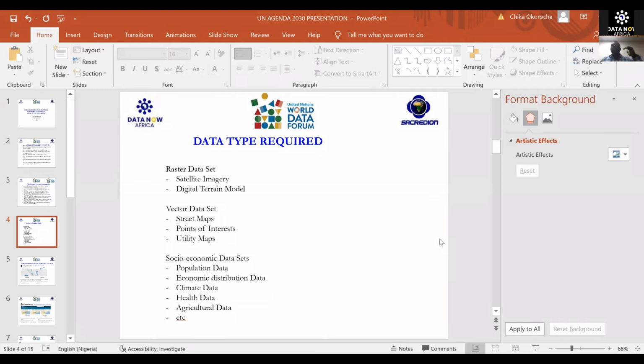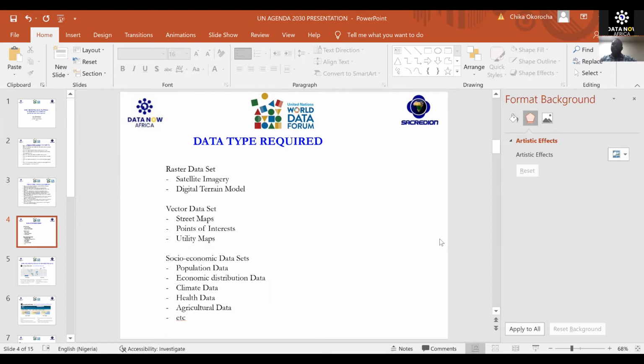Then another data set is vector data sets. We are talking about street maps, points of interest like hospitals, locations of schools. Those are points of interest, locations of utility, electricity poles, maybe bank facility, water utilities. Where are all these available? Those are vector data sets. So we can also look at those data. How can we access those data in an open source environment, open source platforms that are available for us to access those data so that we can begin to use them in solving this problem?